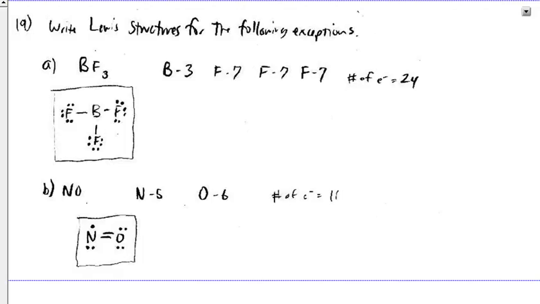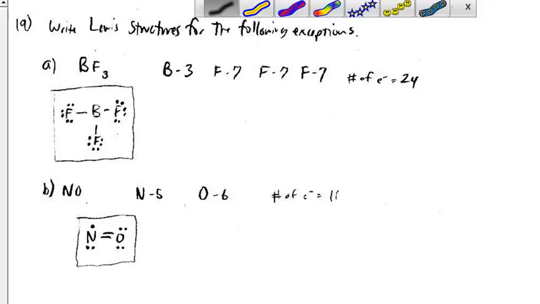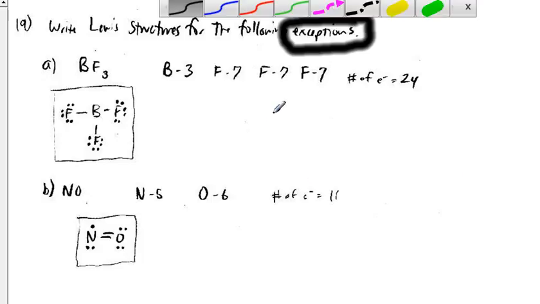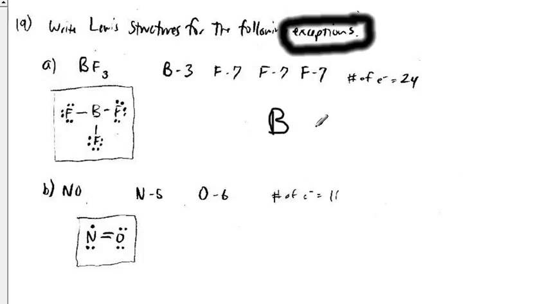For problem 19, more Lewis structures, but now we're dealing with exceptions. So these ones are specifically like the weirdo things. Your classic exceptions are boron, which is happy with 3 bonds or 6 electrons. Hydrogen is happy with 1 bond or 2 electrons. And beryllium is happy with 2 bonds or 4 electrons.